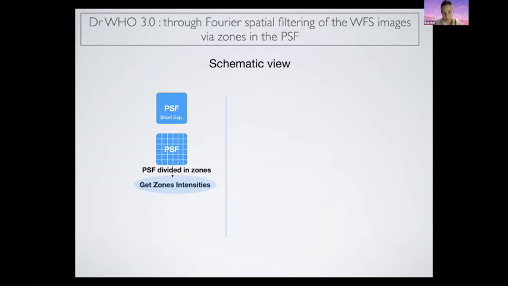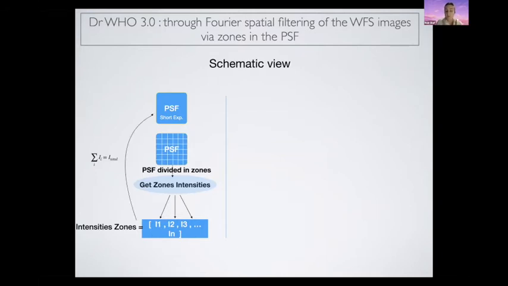For each of those zones, we get the intensities. Of course, except for the center, we will want to minimize the intensity in those zones to increase the contrast of our image and to better detect planets. So we have as many intensities as we have zones, and if we sum them up, we reach the total intensity of the PSF. Then, just like previously, we take the 10% best values and the corresponding wavefront sensor filtered image.